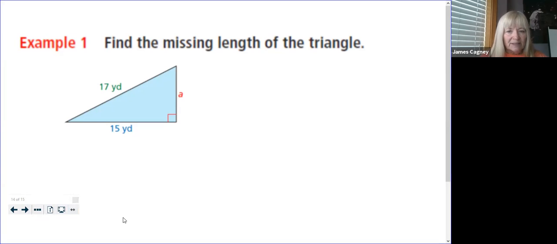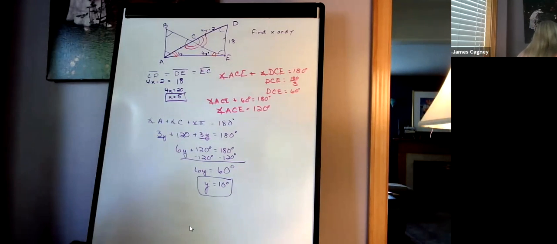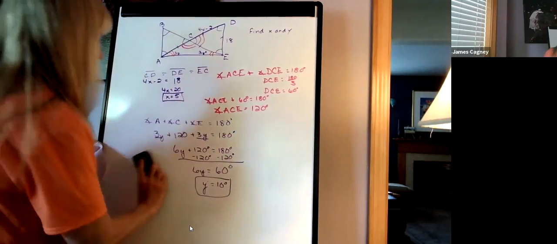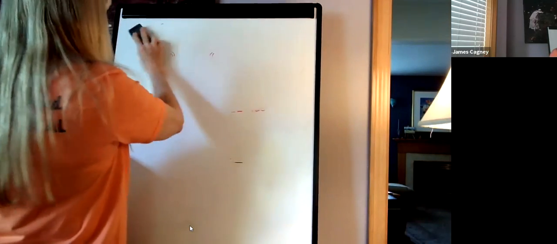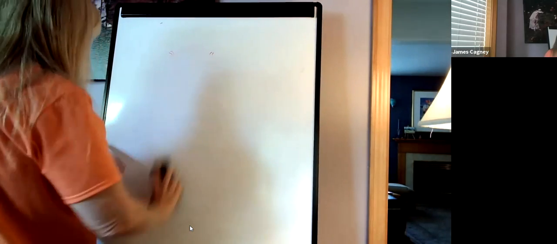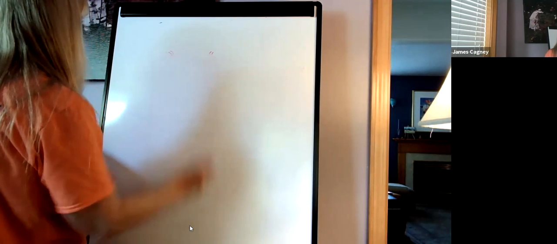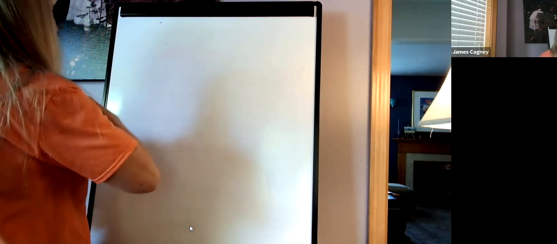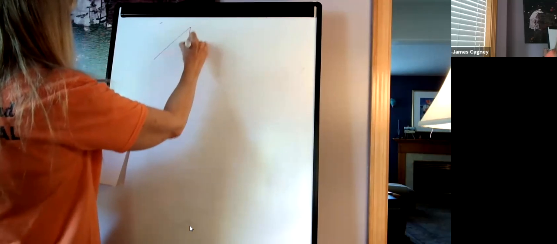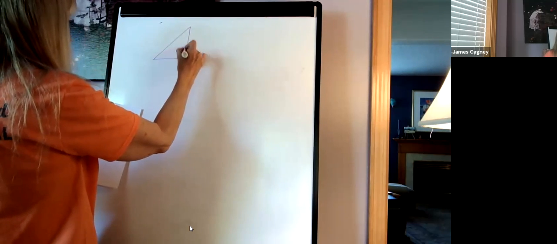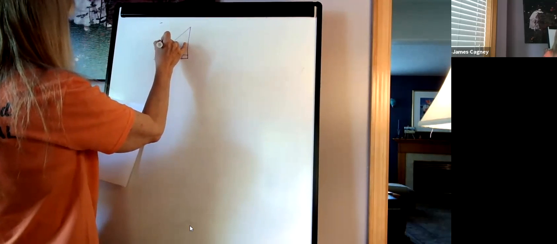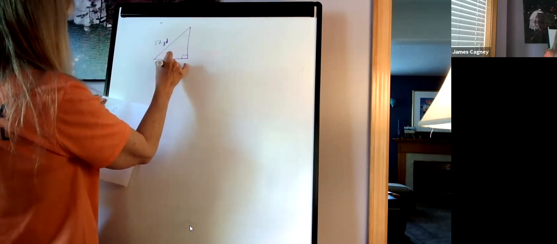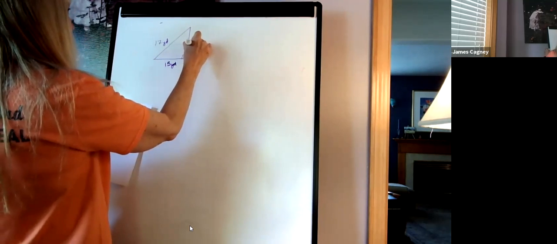So let's go ahead and do this on the whiteboard. And I just need to erase this first. I am going to draw the triangle. When I'm doing triangle things, I almost always draw the triangle. I don't know why red never erases either. So here is my triangle. I know that's the right angle, so I know 17 yards is the hypotenuse. 15 yards is one of the legs, and I'm looking for side A.